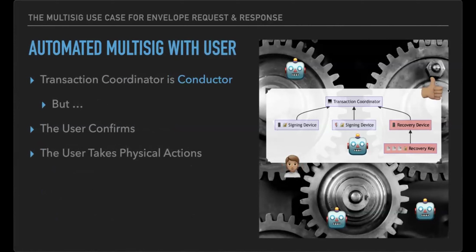The user does still remain involved. He has to ensure the safety of the system. They confirm whenever data is transferred from one device to another. Out of necessity, they take physical actions too, but it's a lot less that they're doing, and they have to know a lot less.